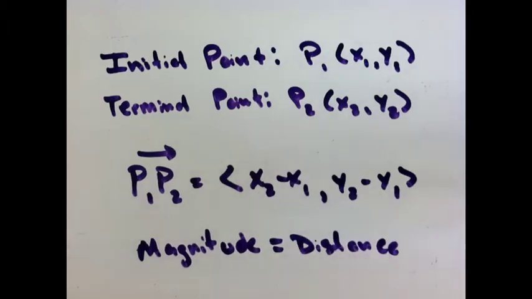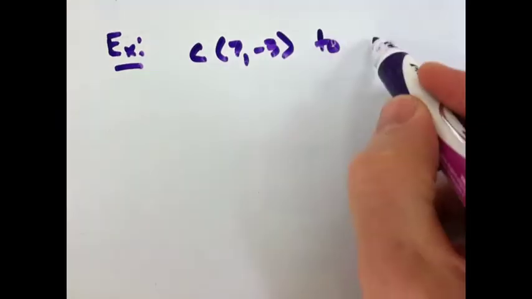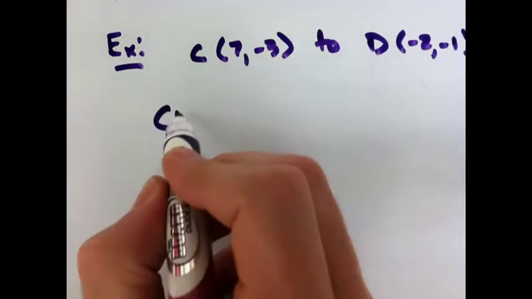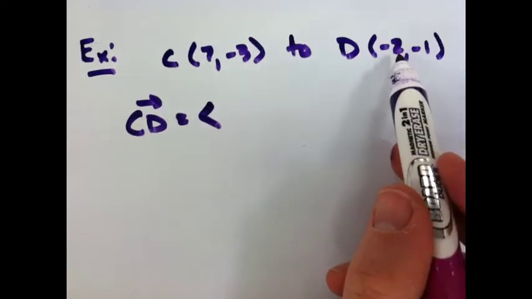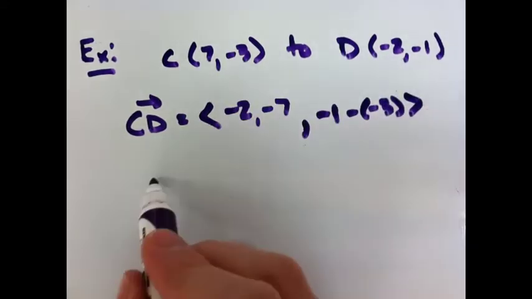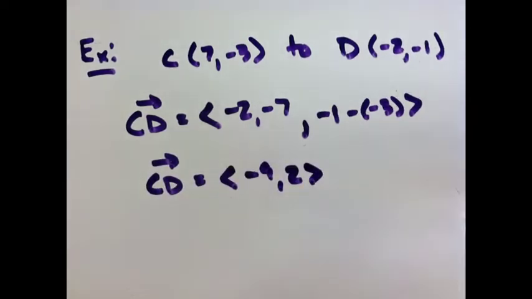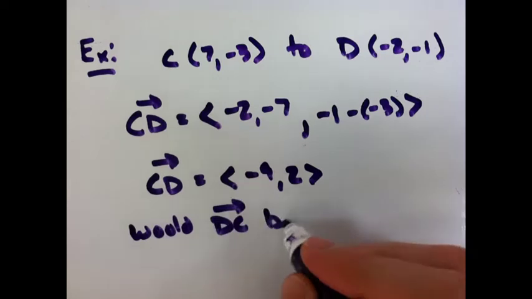So if we wanted to look at an example, let's say we were going to draw from (7, -3) to (-2, -1). We would subtract the two x values, -2 minus 7, and then we would go -1 minus -3. So our vector would turn out to be ⟨-9, 2⟩.